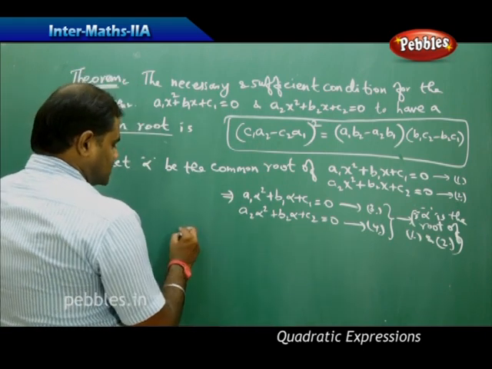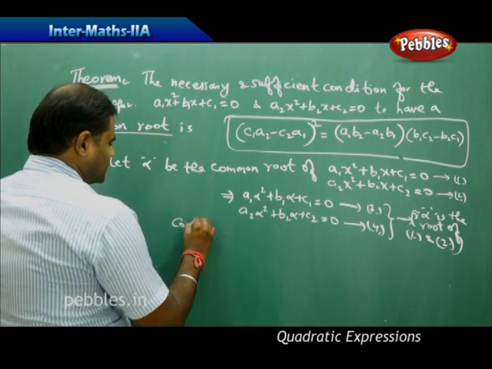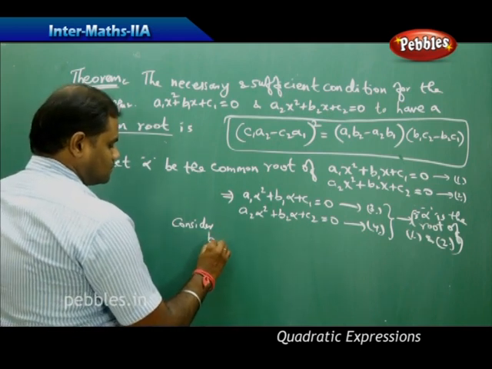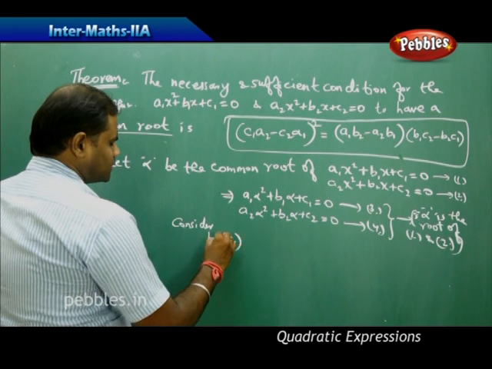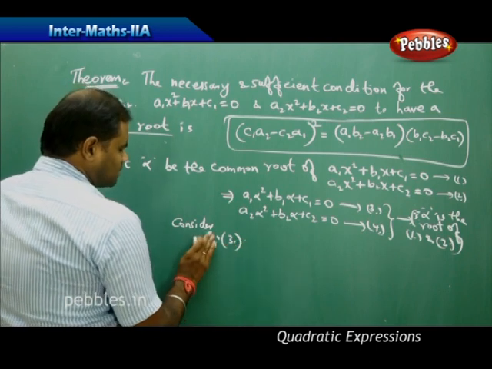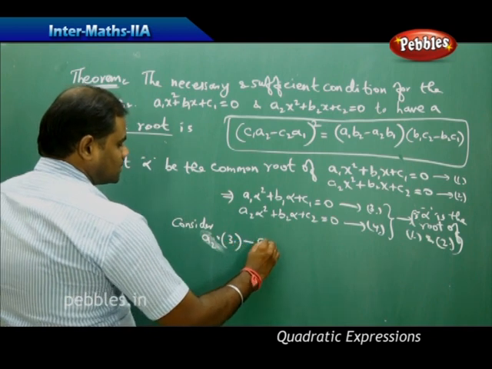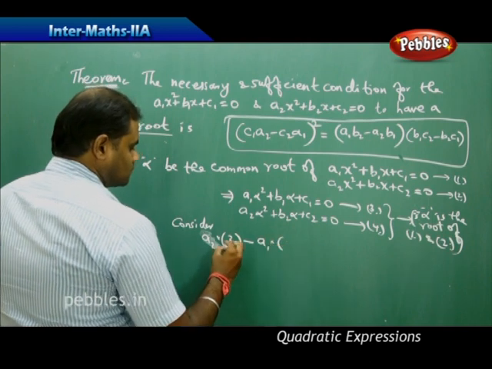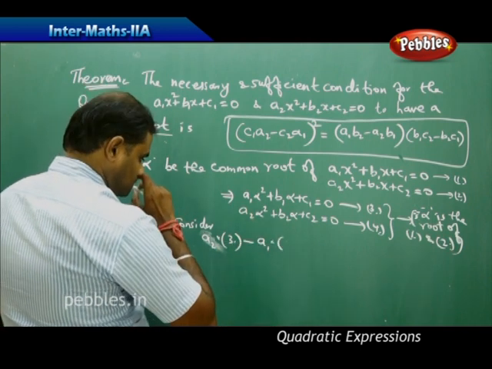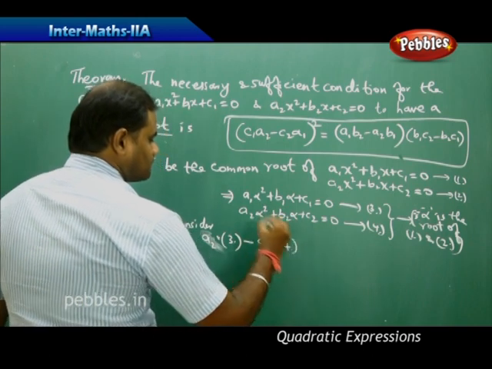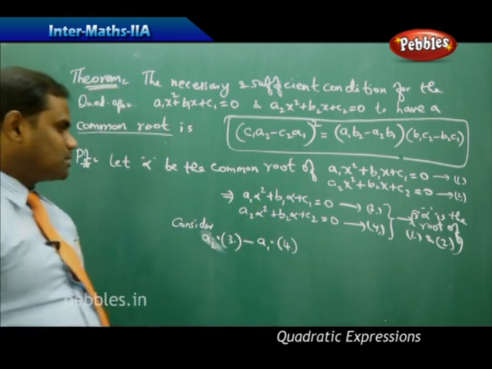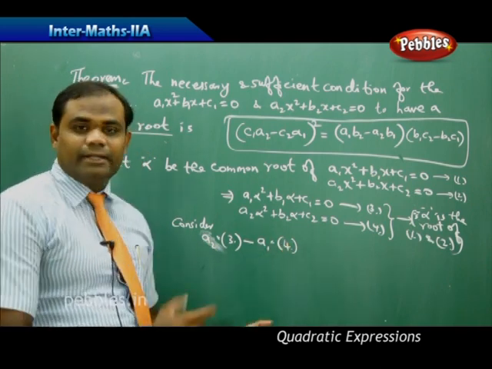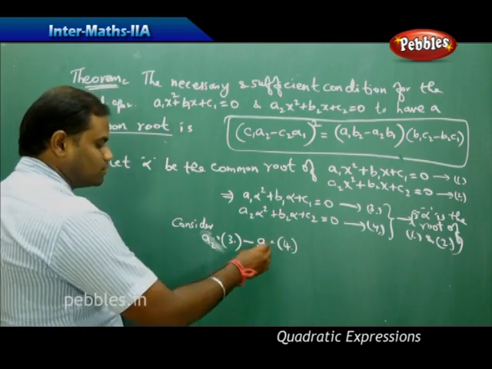Then what I do is consider a2 times of equation 3 minus a1 times of equation 4. So here finally what I am doing is I multiply the whole of equation 3 with a2 and multiply the whole of equation 4 with a1 and then subtract. So let's see what we usually get.